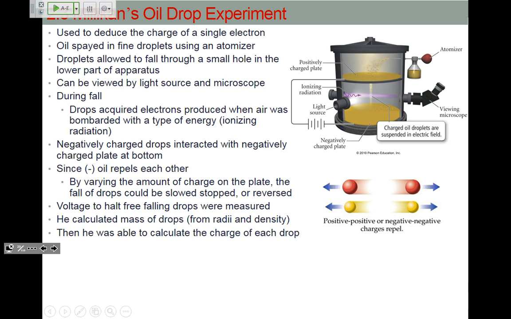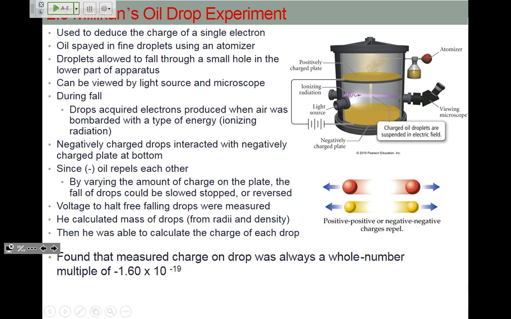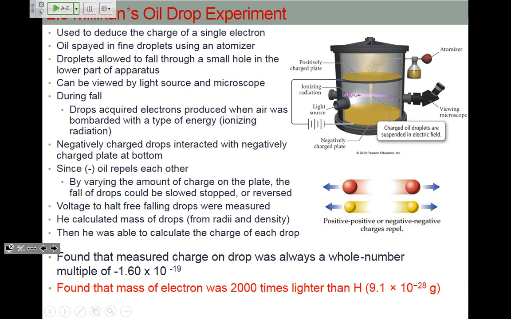And again, remember, this was before we had computers, clearly before we had computers. It's sometimes hard to even think about how they designed these experiments when we have so many tools today that allow us to see things. So it's really amazing. He was able to calculate the mass of the drops and the charge of each drop. What he found was that the charge was always a multiple of a whole number, but a multiple of negative 1.60 times 10 to the negative 19.